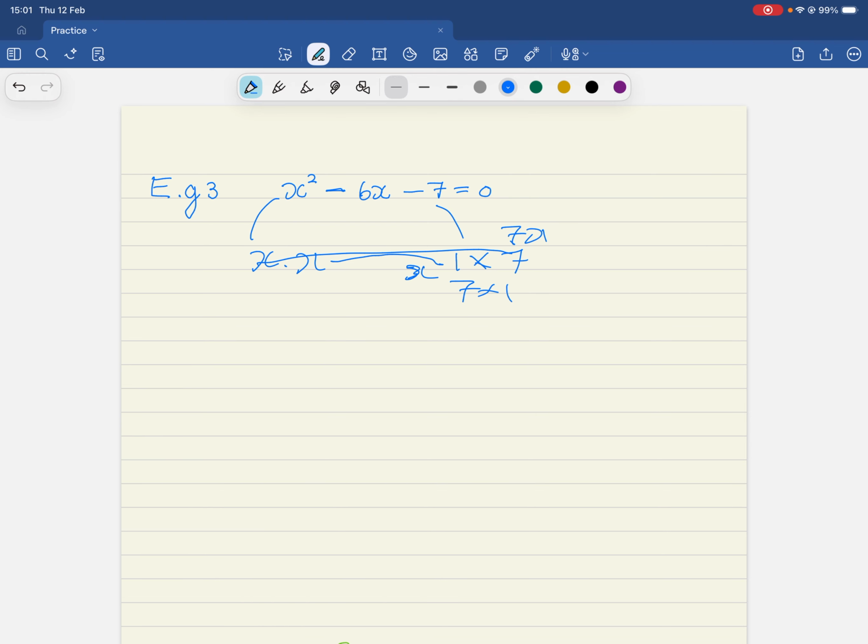Is the bigger number negative? Yes, it is, and the small number is positive. And when we add that, we get minus 6x. So this agrees with that. So let's make our brackets.